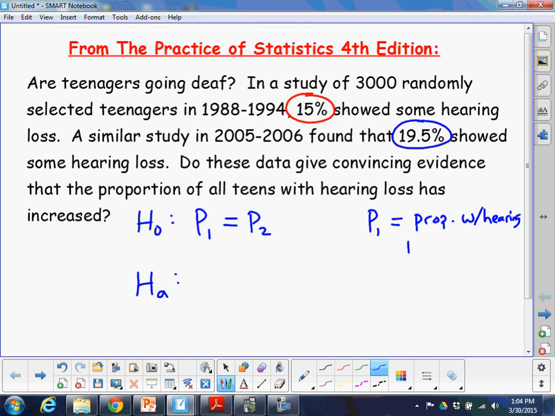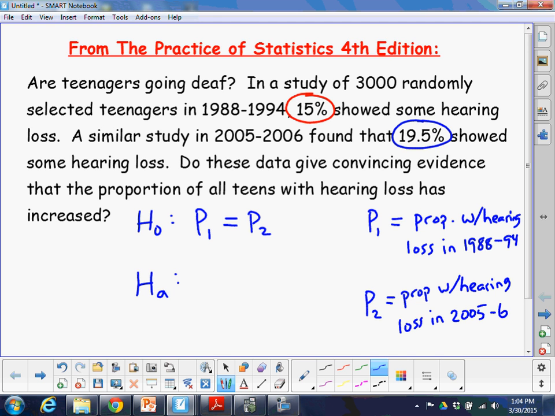Sorry, I'm running out of space there. In the first time frame, so in 1988 to 1994. Okay, and I'm going to call P2 the second group here, the proportion with hearing loss in 2005-2006. And we're going to basically see, is there a difference in these groups, to kind of show if the percentage has increased over time. So that's the defining the parameters part.